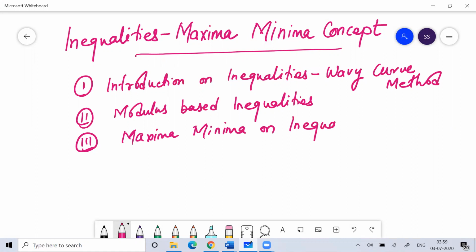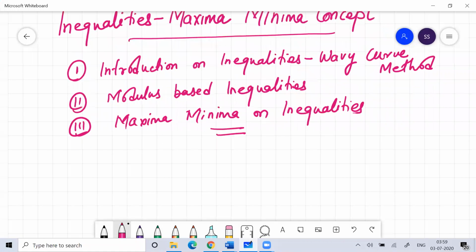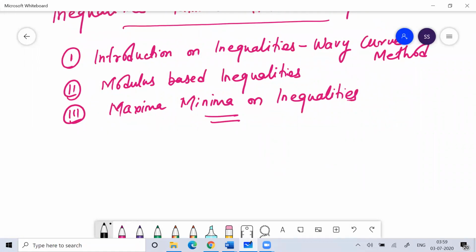When we talk about the concept of maxima and minima on inequality, what we basically assume is that we are talking about real numbers which are greater than zero. So all the discussion we will do in this session assumes positive real numbers.